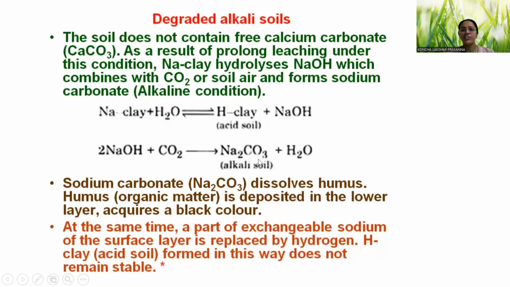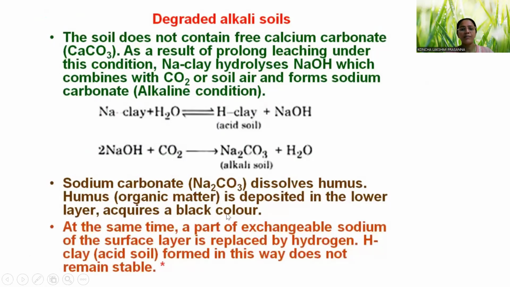The sodium carbonate which is formed here helps in the dissolution of the humus, or the partial dissolution of the organic matter. When there is partial dissolution of the organic matter, some tints of the organic matter are present in the soil solution, resulting in a brown or black color. That is why the soils are known as the black alkali soils.